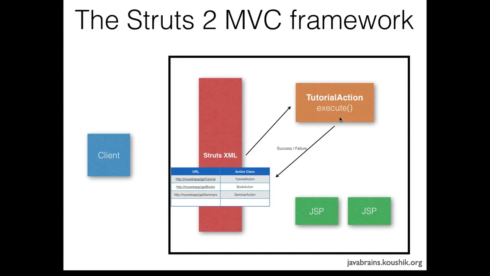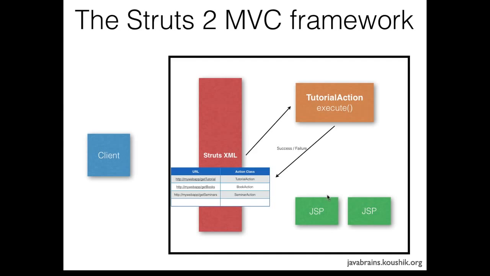The execute method returns, let's say, a success or a failure, and there is a specific JSP mapped to each condition that the execute method returns. In case of a success, there is a JSP. In case of a failure, there's a JSP. So it's very simple. An execute method executes, returns a code, and a code is mapped to a JSP, and that JSP executes. So this is the solution for the problem.